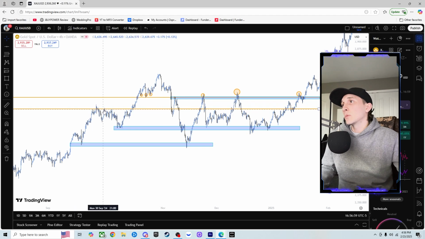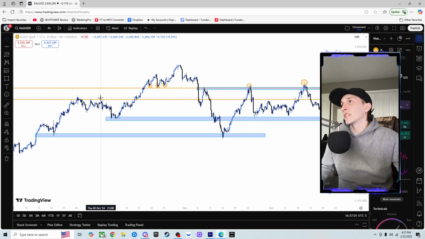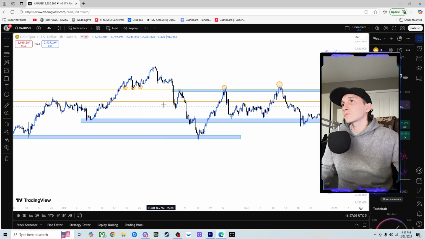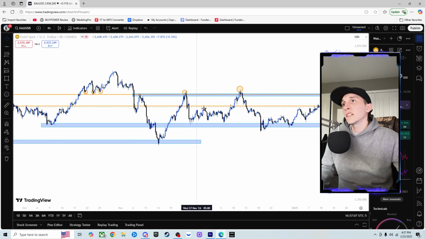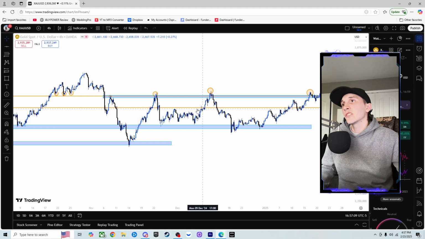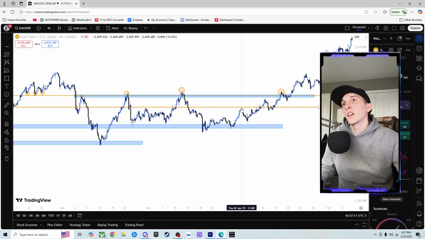Right here, we have multiple touch points. Right here, right here, right here. Right there, right there, right there, resistance, almost resistance right there. Resistance turned to support, just like that. Came up to the next resistance / supply zone, turned that into a support / demand zone.